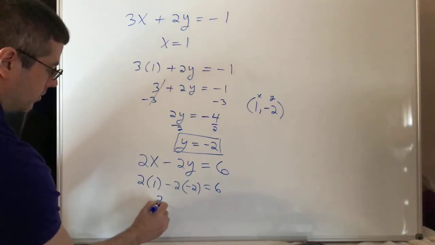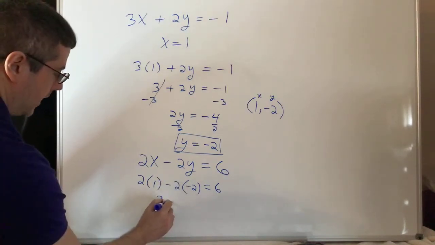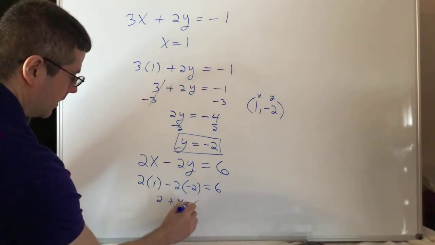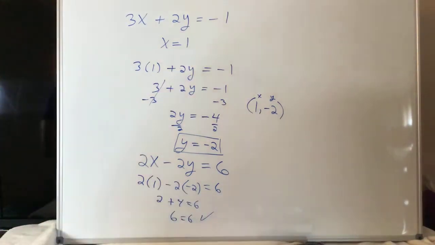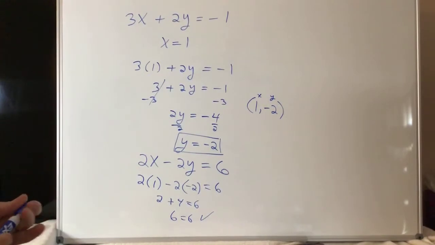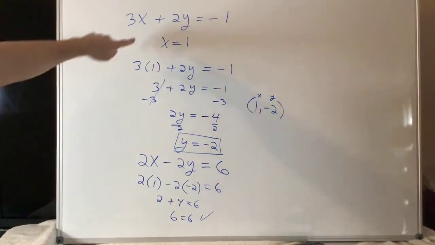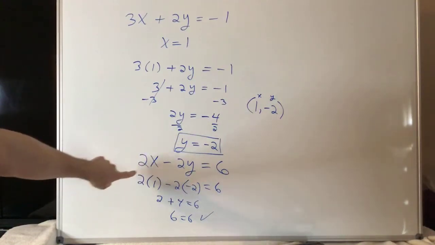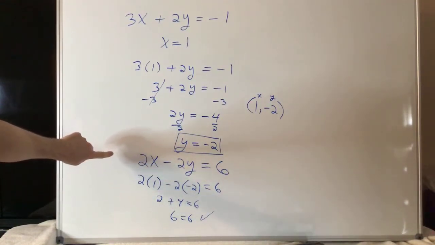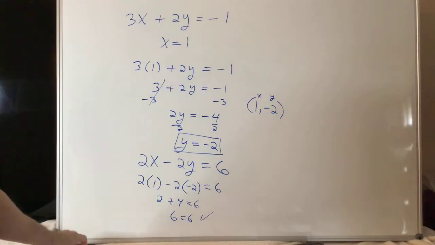2 times 1 is 2. Minus 2 times minus 2 is positive 4. Well, son of a gun. Yay, it worked. Boom. So I eliminated y. I solved for x. I took the x, I plugged it in, I solved for y. Then I made sure that it worked by plugging it into the other equation that I didn't use. This is what you're going to do. Okay?